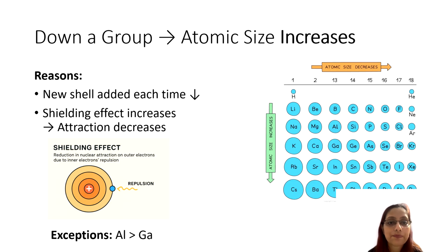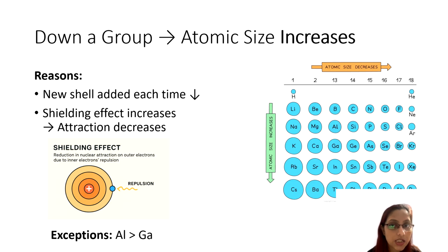The reason lies in the presence of d electrons in gallium. If we look at the electronic configuration of gallium, it has the electronic configuration of 3d10 4s2 4p1. Due to the presence of these 3d electrons, they do not shield the outer electrons effectively from the nucleus, and as a result the effective nuclear charge on the outer electrons is stronger, pulling them closer to the nucleus. This makes gallium slightly smaller than aluminium despite being in the row below.